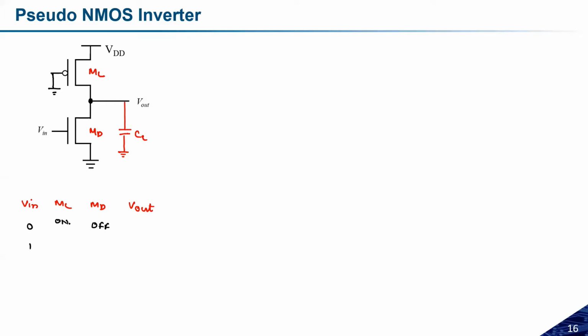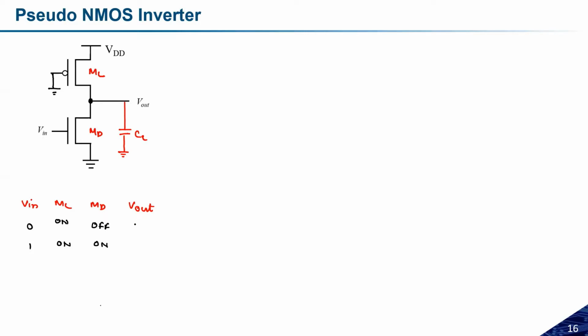Sir, ML is always on. Yeah, so in both the cases ML is on, and MD will be in on state if input is equal to 1. Now let us try to check the output, right? So here V output will be like what is the V output? Can anyone tell me what is the V output for the first case? First case it will be VDD.